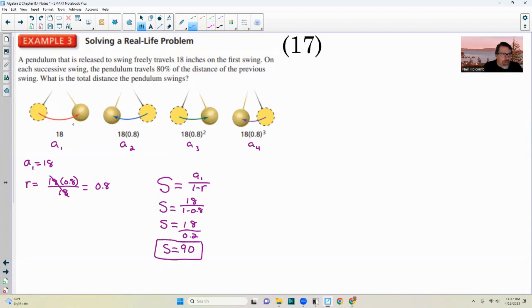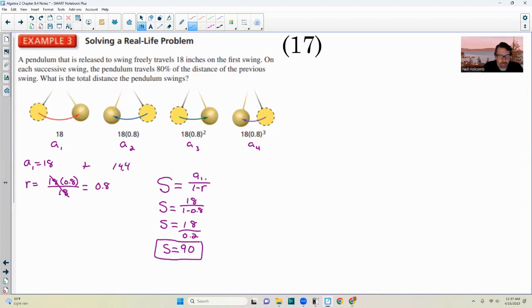So this thing is going to swing until it comes to a stop. And the distance it travels will be 18 inches, and then 80% of 18, which is 14.4 inches. So 18 plus 14.4 plus a little bit less, plus a little bit less until it slows to a stop. The sum would be it traveled a total of 90 inches. That's really kind of cool if you think about it.